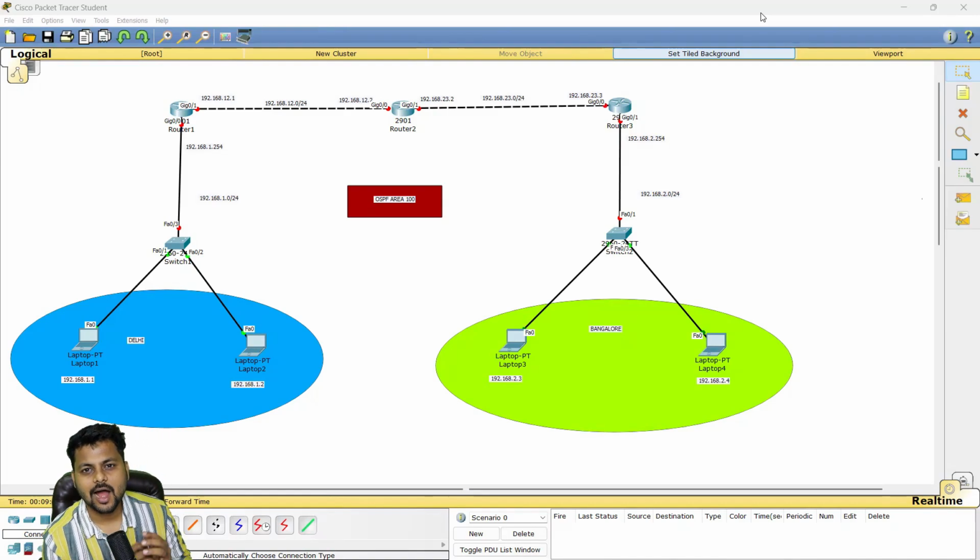Today we're going to discuss how to configure the OSPF routing protocol on Cisco Packet Tracer. OSPF is also known as a link state routing protocol. It's one of the best protocols for big enterprise networks and service provider networks as well, right? You can also use this protocol in the data center network.